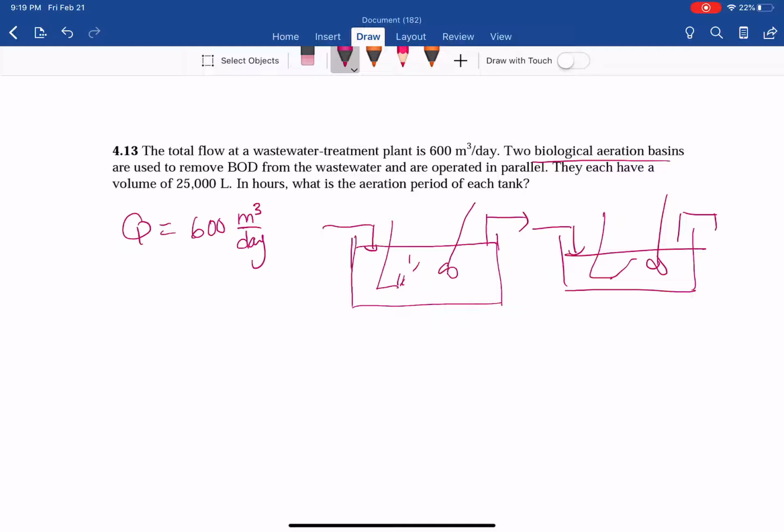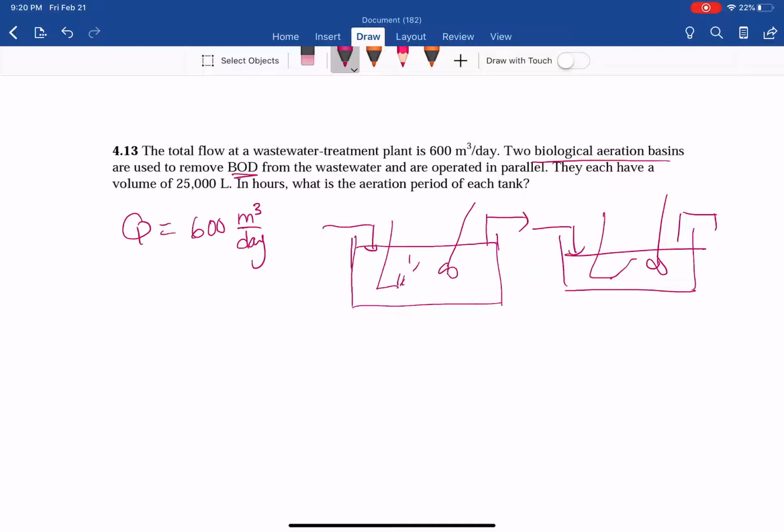Aeration means there is air in, because this bacteria needs air to breathe, to degrade the organics. So two biological aeration basins are used to remove BOD. BOD is the organic content of the wastewater. So the main objective of this biological aeration basin is to remove BOD from wastewater, and they are operated in parallel.